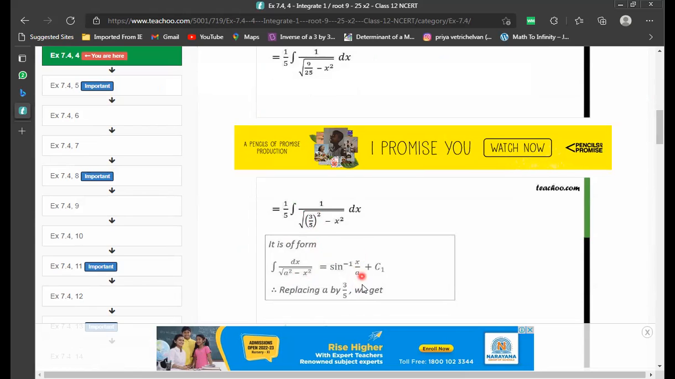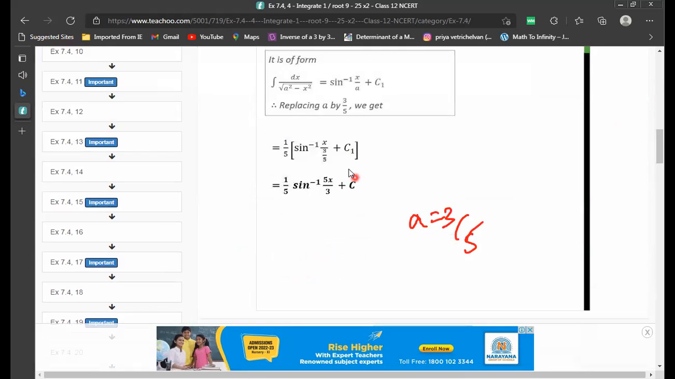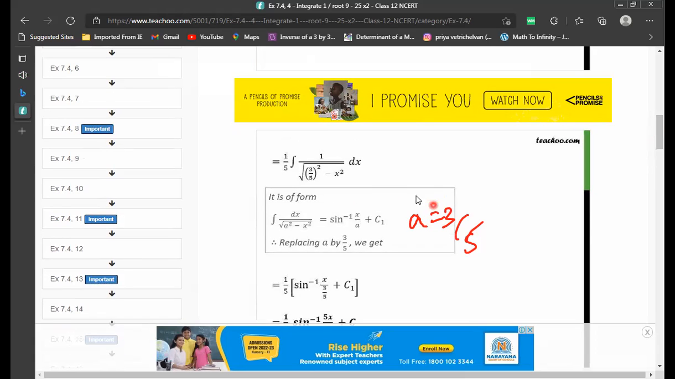So x is x here, and a is 3 by 5 here. Just replace a as 3 by 5 in this. So it's going to be sine inverse of x upon 3 by 5. The denominator can be taken to the numerator. It will turn into sine inverse of 5x upon 3. Clear? So you just have to learn this form by heart.